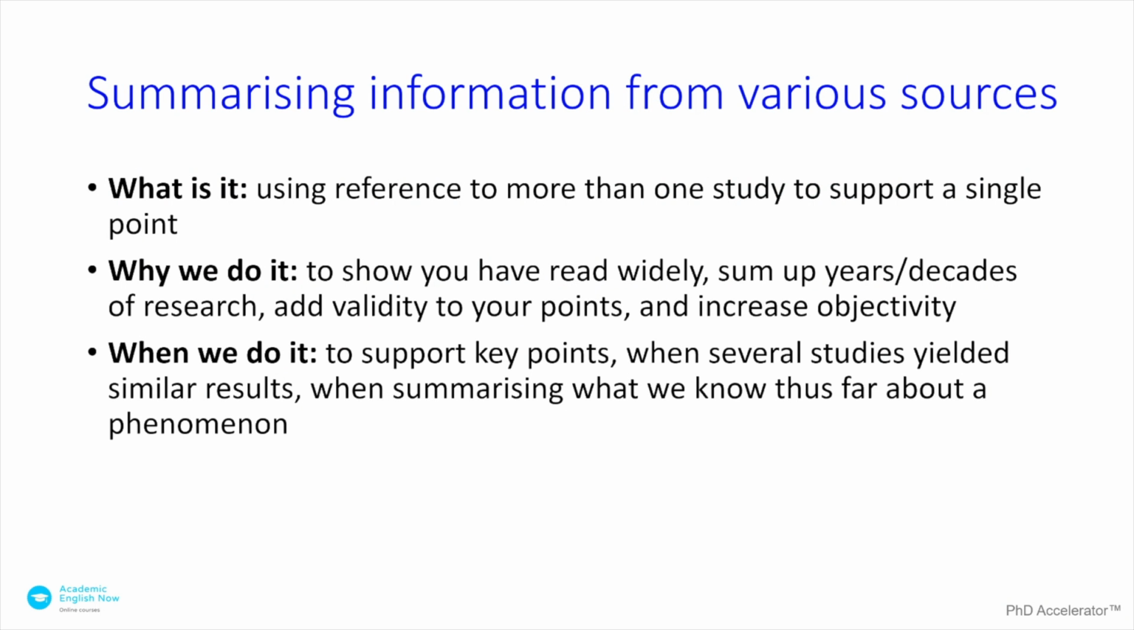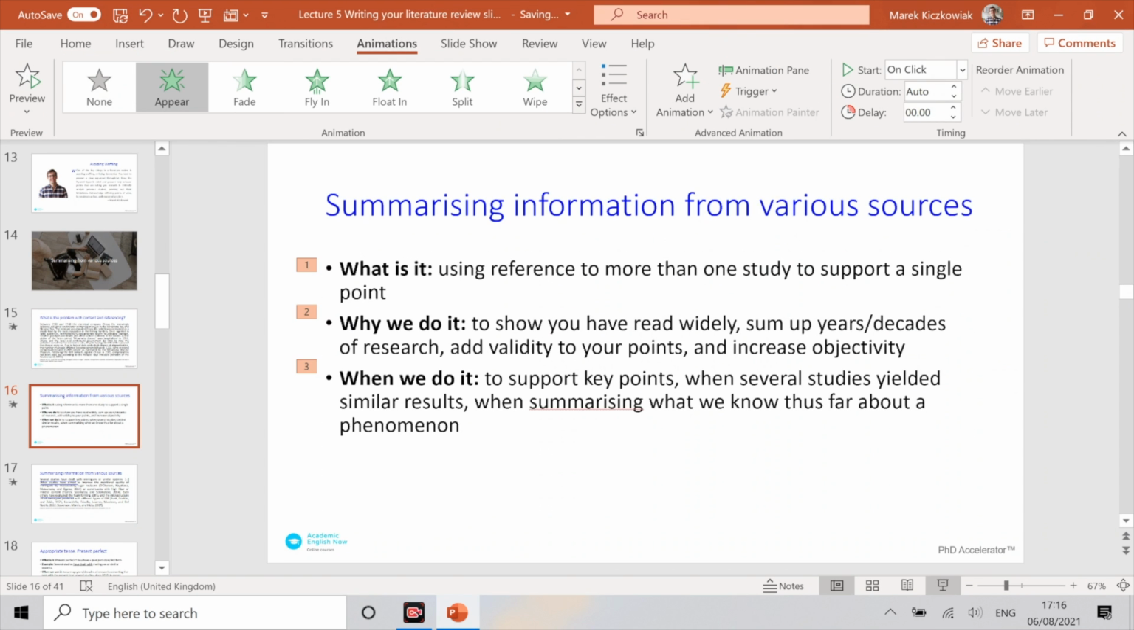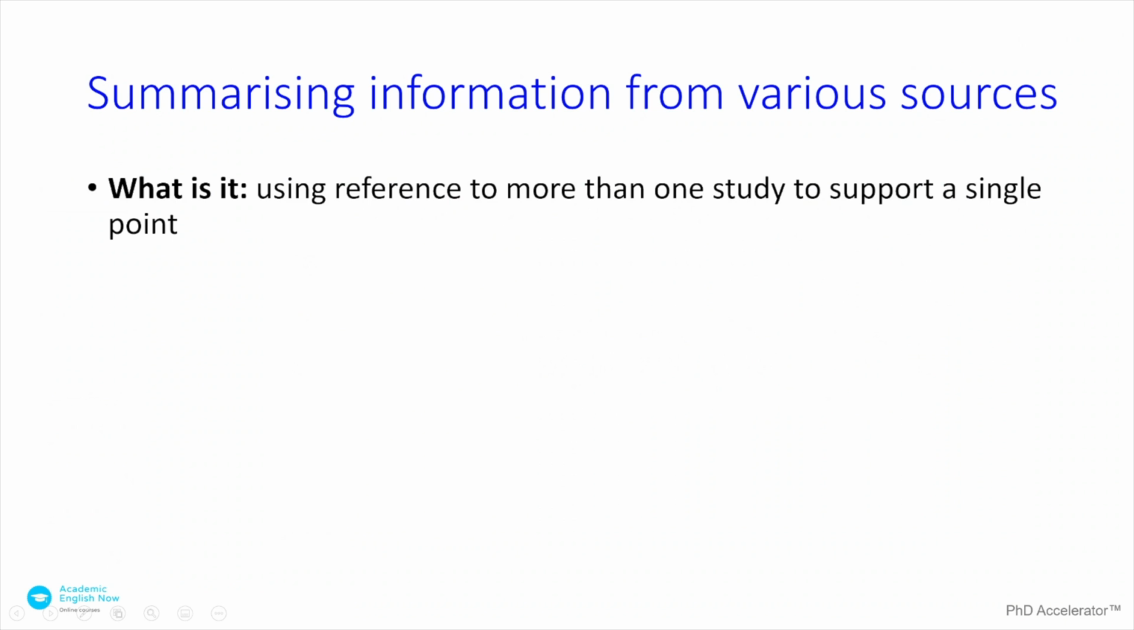So, first of all, summarizing information from various sources. What is it, why do we do it, and when do we do it? Let me just add the animation here so that it's not all text at once. So what is it? It's basically using reference to more than one study to support a single point. It's also using different studies within the same paragraph to support the overarching argument. So referring to different papers and books, not just one throughout, for example, the whole paragraph.